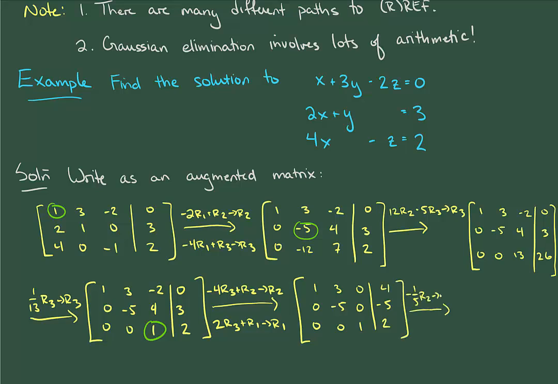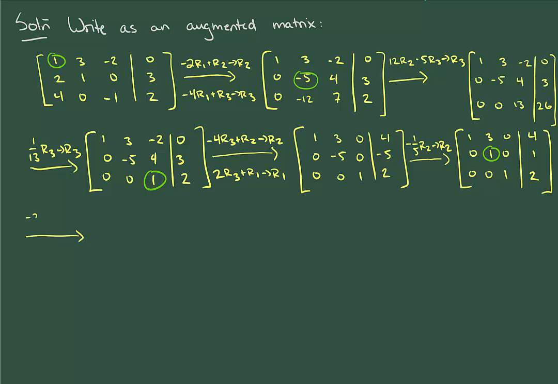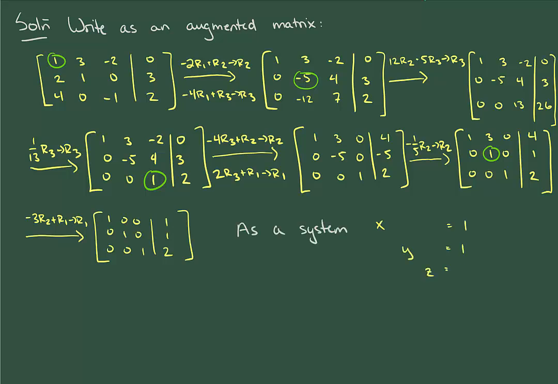Row 2 is now finally in a nice position to be rescaled, so let's do that. And now that we have a leading 1 in row 2, we'll eliminate the 3 above it. This matrix is now in reduced row echelon form, and as a system allows us to read off the solutions. So 1, 1, 2 is our answer, and that's how we solve linear systems.